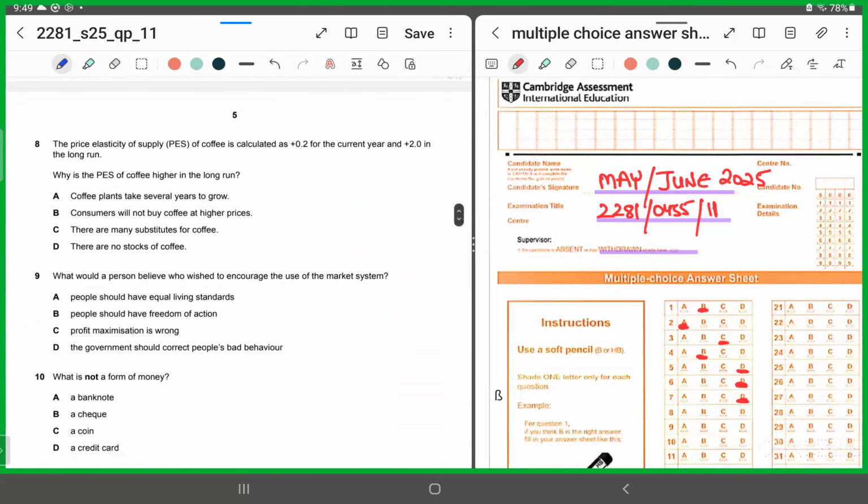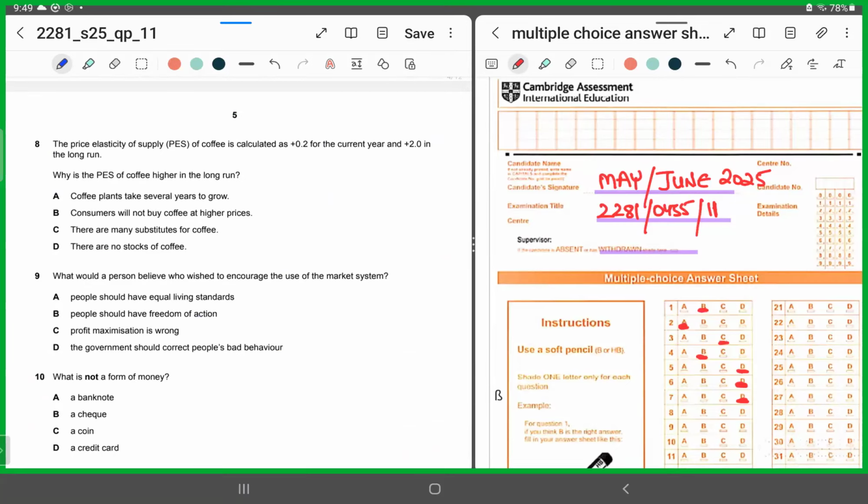MCQ number 8. MCQ number 8 says the price elasticity of supply of coffee is calculated as 0.2, a positive, for the current year and 2 in the long run. Now they're saying, why is the price elasticity of coffee higher in the long run? So now you see supply is price inelastic in the short run. It needs time to grow and respond to changes in price.